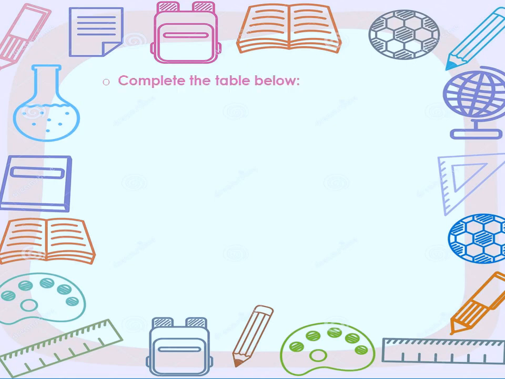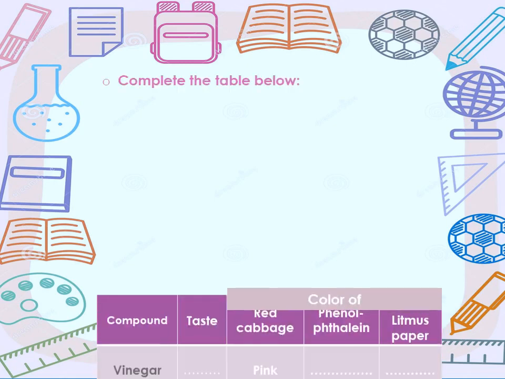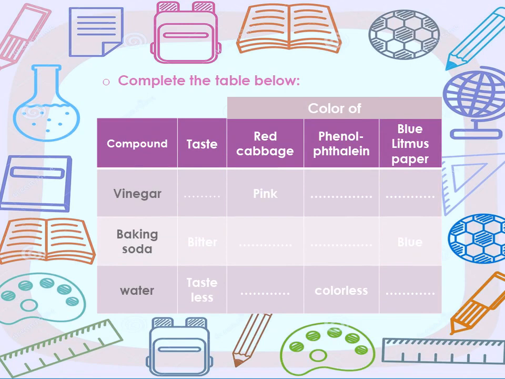Let us have an application. Complete the table below. We have compounds like vinegar, baking soda and water. We have to fill the taste, its color with red cabbage, phenolphthalein and blue litmus paper. First, vinegar. If it gives a pink color with red cabbage, then it is what? It is acidic. So it tastes sour.